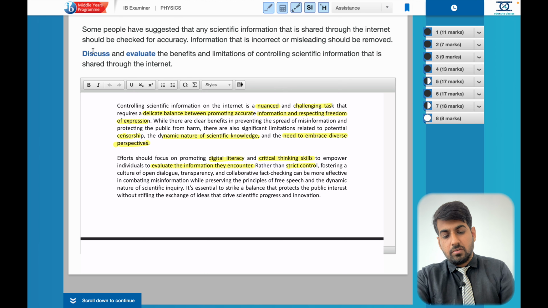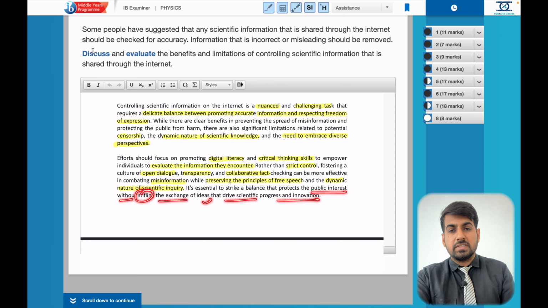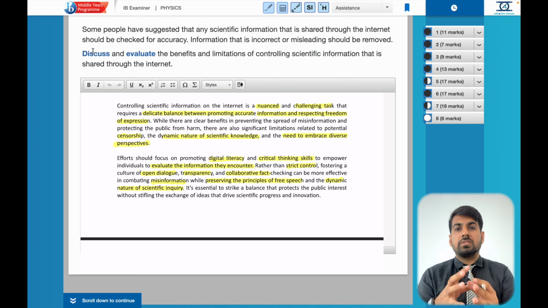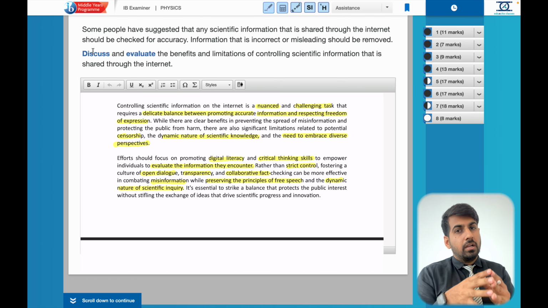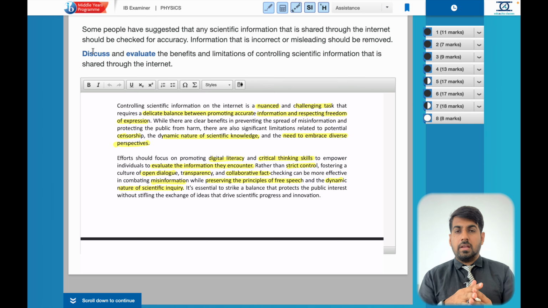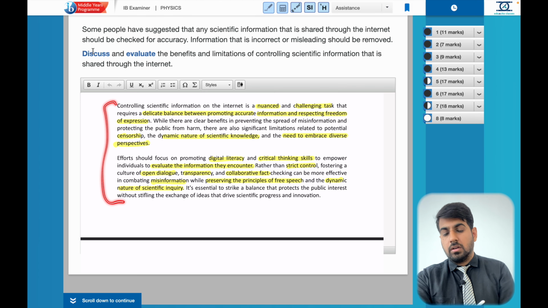Rather than strict control, fostering a culture of open dialogue, transparency and collaborative fact checking can be more effective in combating misinformation while preserving the principle of free speech and the dynamic nature of scientific inquiry. It is essential to strike a balance that protects the public interest without stifling the exchange of ideas that drives scientific progress and innovation. So we provide some solutions to the limitations that we have considered. So this is how you have to write a conclusion.